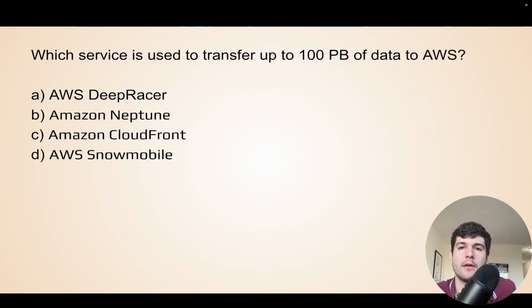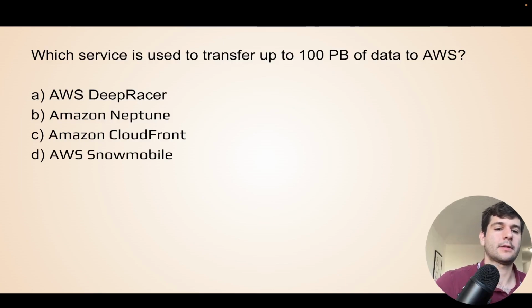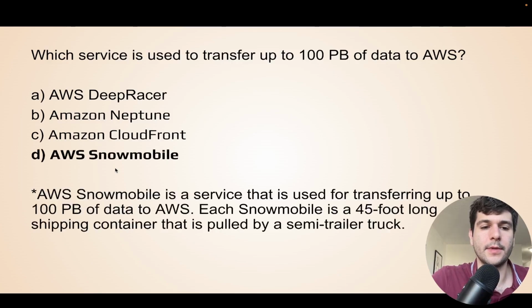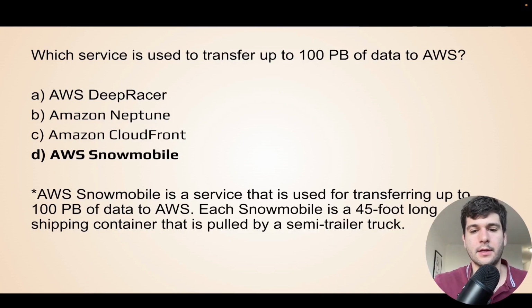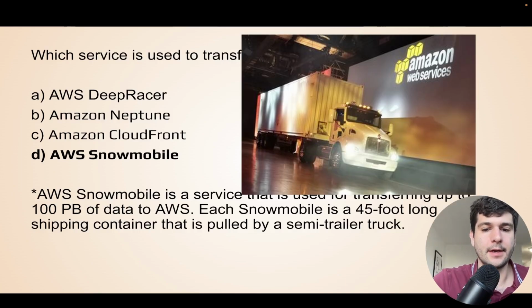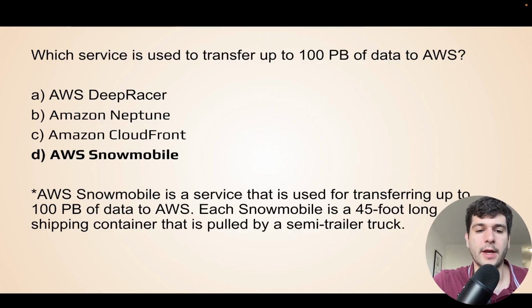All right, which service is used to transfer up to 100 petabytes of data to AWS? Fun fact, 1 petabyte is 1,000,000 gigabytes. I can tell you right away that's going to be D, AWS Snowmobile. If you see a question about transferring such large amounts of data, the answer is going to be D. Snowmobile is a giant truck thing in a container that's used to transfer data. I'll put a screenshot of one here. It's a 45-foot long shipping container that's pulled by a semi-trailer truck and can transfer up to 100 petabytes of data.